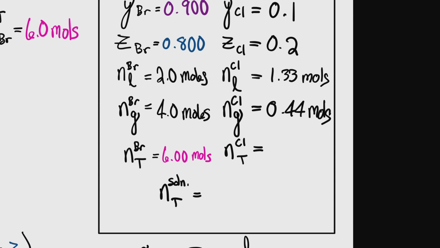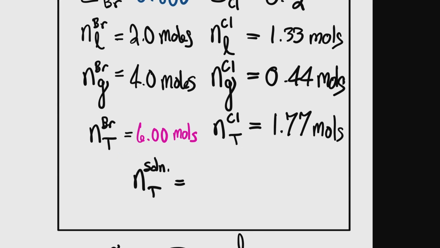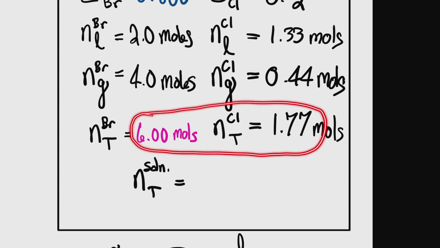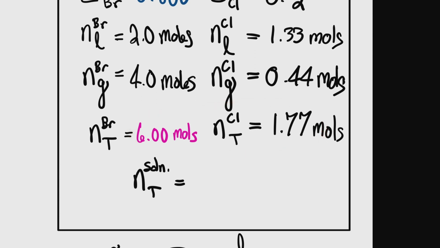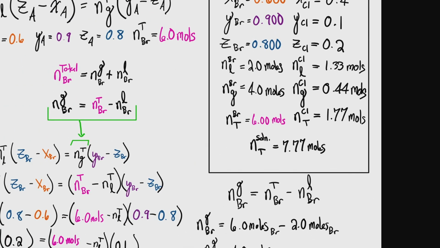So the total moles of chlorobenzene will just be an addition of the liquid and the gaseous phase, which is 1.77 moles, if my math works out. All we did was 1.33 plus 0.44 equals 1.77. So in order to find the answer to our problem, we're just going to add the total moles of bromobenzene plus the total moles of chlorobenzene, and that will reveal our final answer of 7.77 moles total in solution.